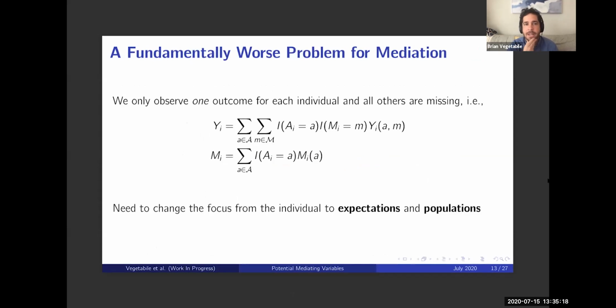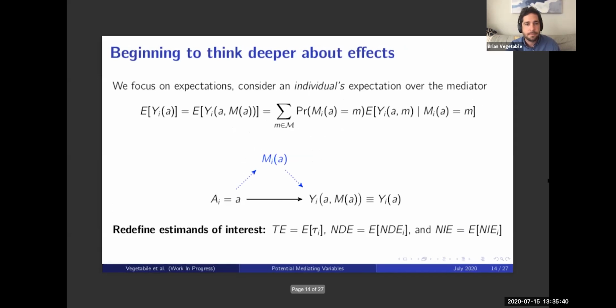I'll talk really quickly about how we have a fundamentally worse problem for mediation. It's the fundamental problem of causal inference, that we only get to observe one of these outcomes. We have a lot more treatments and a lot more mediators. So I like to call it a fundamentally worse problem. And so we change the focus from individuals to expectations and populations. So we'll want to integrate over individuals within a population.